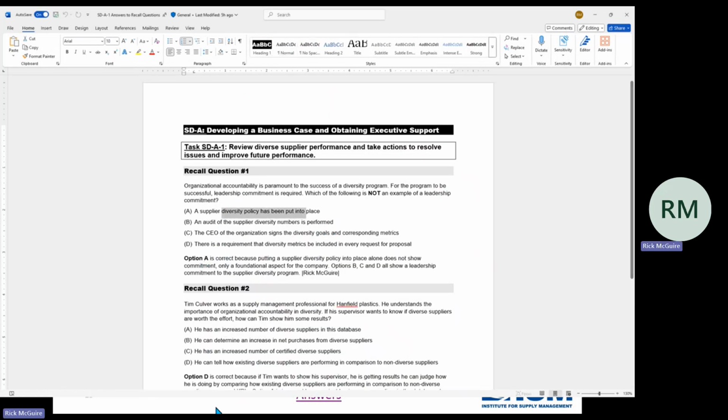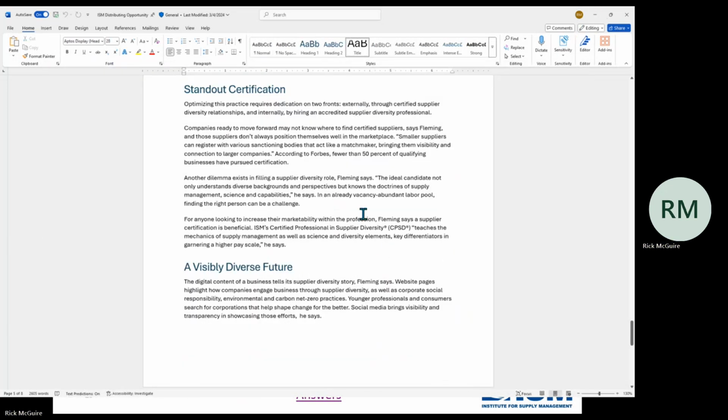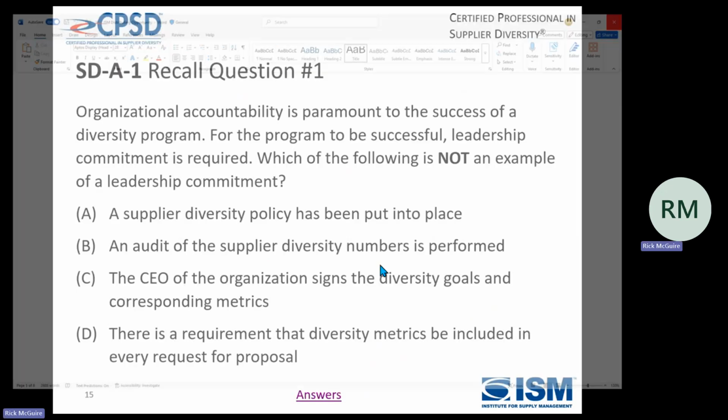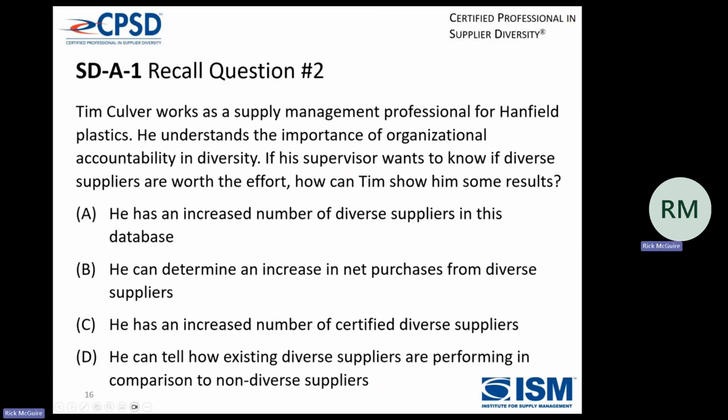A, supplier diversity policy is put in place. Putting a supplier diversity policy in place alone does not show commitment. Geez, fine. Only a foundational aspect for the company. Okay. Let's see what the second one is.